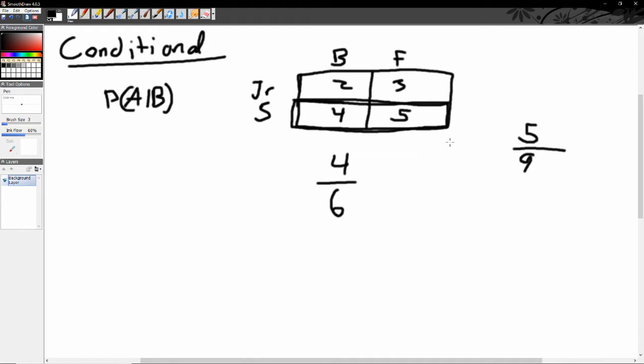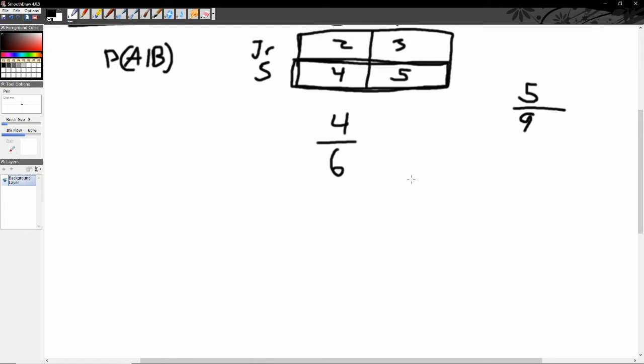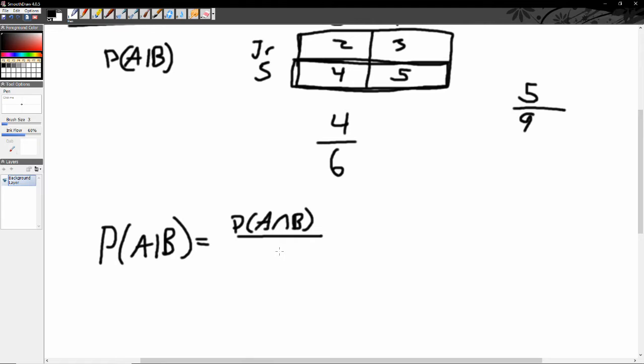And that is how conditional probability works. We will go over more in-depth examples of that when we look at problems. One thing to know about conditional probability is that this equation, the probability of A given B, equals the probability of A and B over the probability of B. Let's just do a quick demonstration to show you how you would use it.